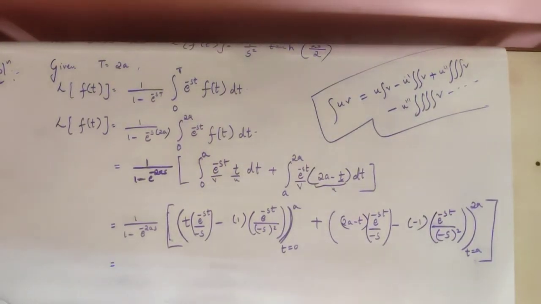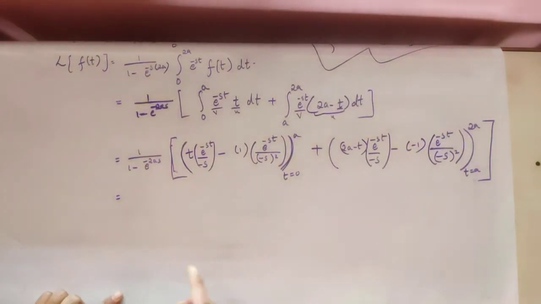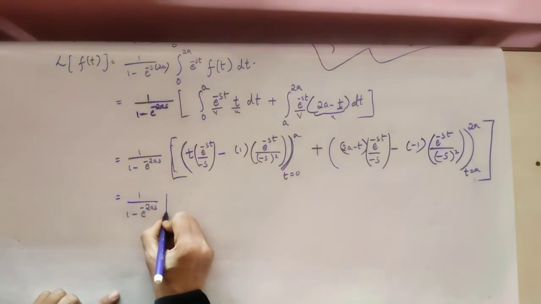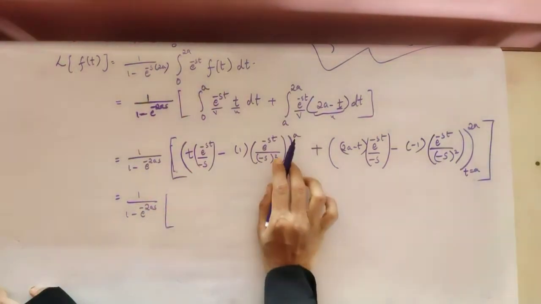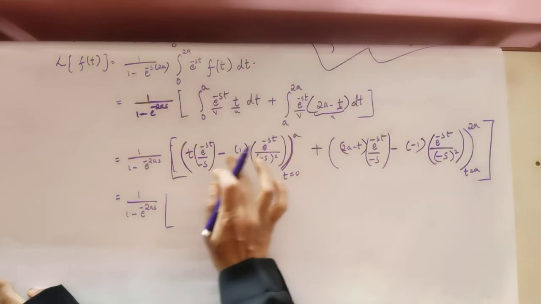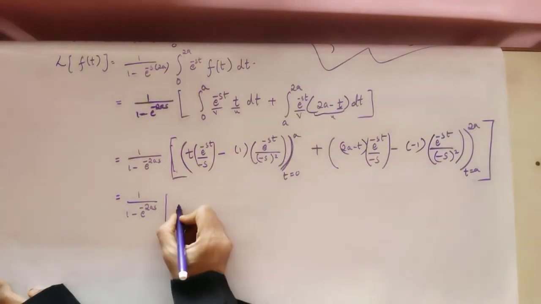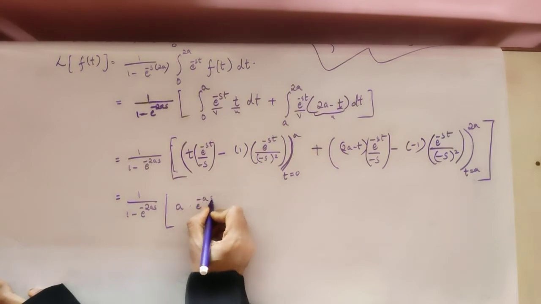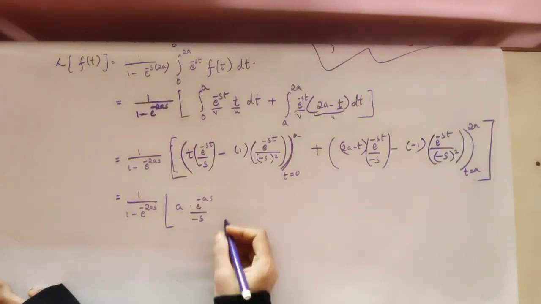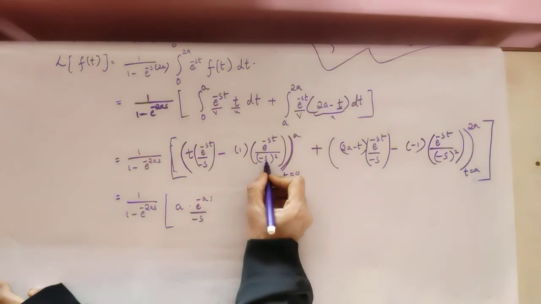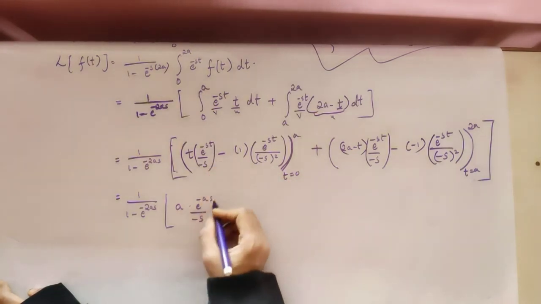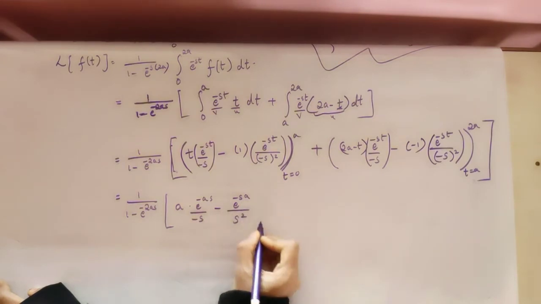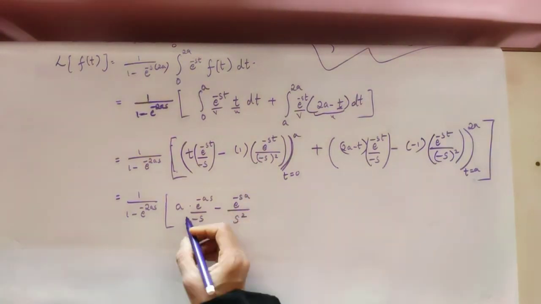Now let us substitute the upper and lower limits for both the integrals. It is 1 divided by 1 minus e to the power minus 2as. Take a square bracket. Now if you are putting, let us substitute the upper limit for these two first. Okay. So t is equal to a means a into e to the power minus sa divided by minus s. Okay. Now minus s whole square becomes plus s square. Here it is minus, so minus e to the power minus sa divided by s square you get. This is the upper limit for the first term.